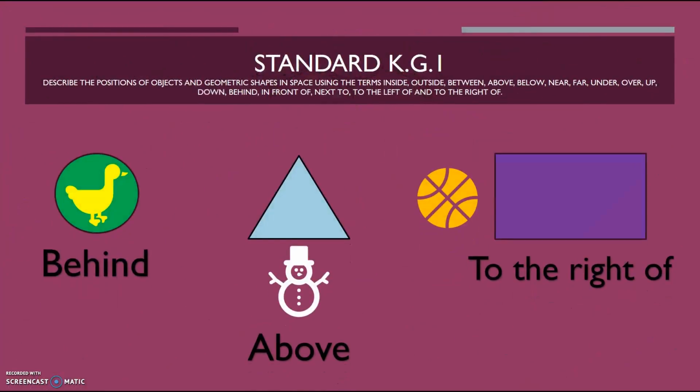So the first standard for kindergarten is to be able to describe positions of objects and shapes using the terms listed. So for example, the circle is behind the duck, the triangle is above the snowman, and the rectangle is to the right of the basketball.